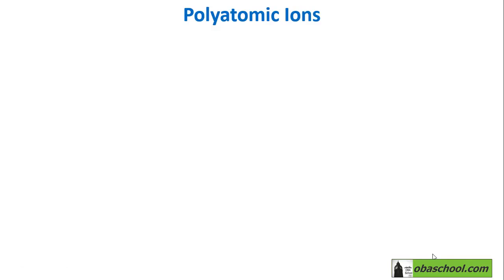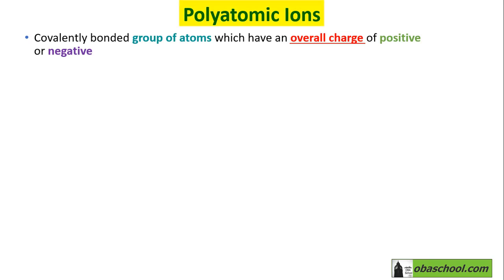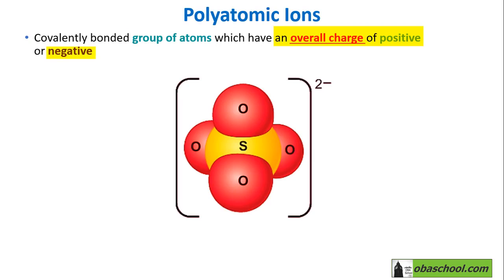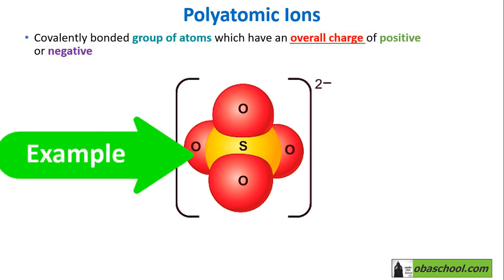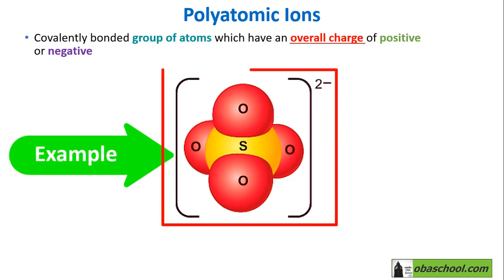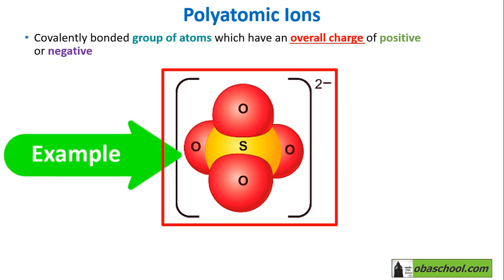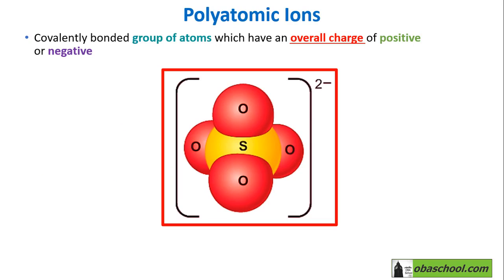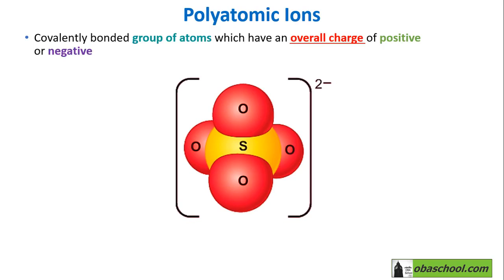Now we are going to discuss polyatomic ions. Polyatomic ions are covalently bonded groups of atoms which have an overall charge of positive or negative. An example of a polyatomic ion is the SO4 2- ion. We can see that we have one sulfur atom connected to four oxygen atoms, and they carry a negative 2 charge outside of the compound. This is what a polyatomic ion looks like.